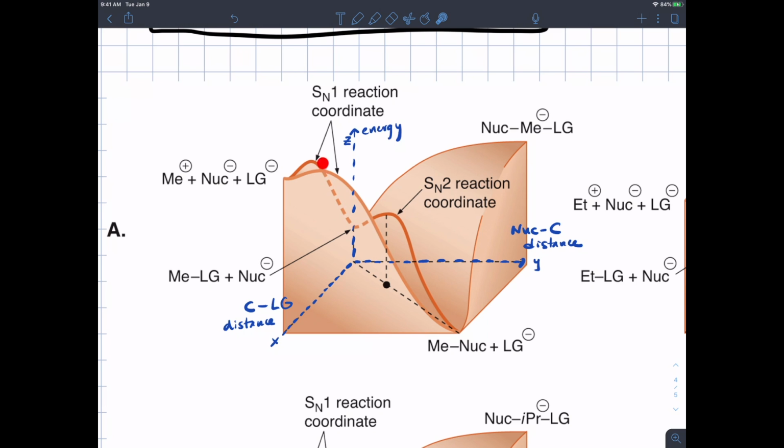Here is your high energy rate determining transition state. Here is the carbocationic intermediate. The leaving group is left. Now the nucleophile comes in the second step. You're seeing that? Recognizing that, okay?